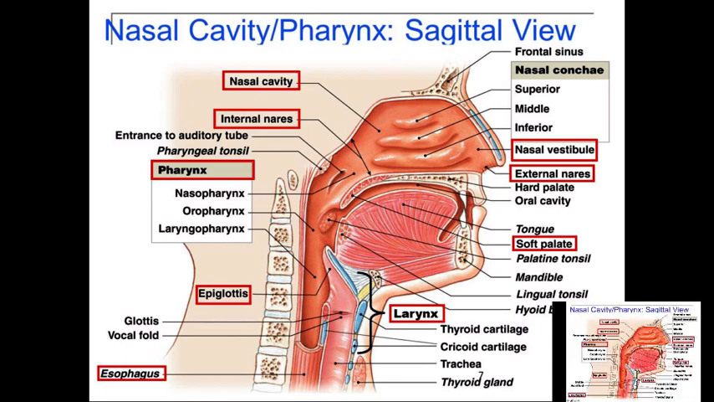Okay, let's take a look at some of these other important landmarks here. We have the external nares, which are like the nostrils on the outside. Then we start to move into the nasal vestibule. And we have these three structures called the nasal conchae, or concha, sometimes numbered 1, 2, 3. These three structures are also referred to as turbinates. There's a superior, middle, and inferior turbinate, or superior, middle, and inferior concha.